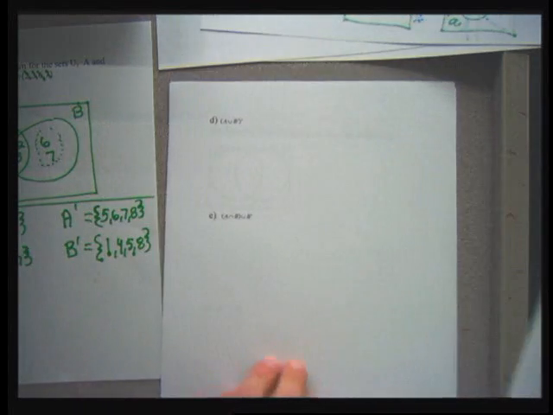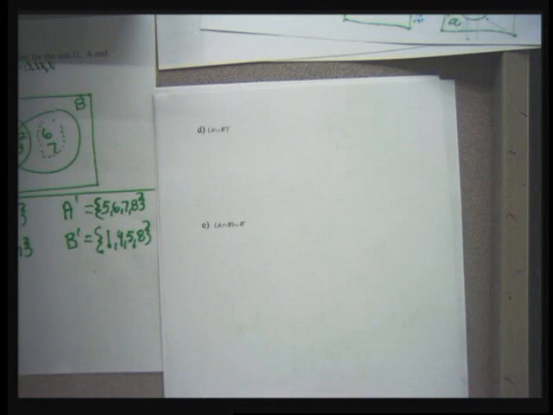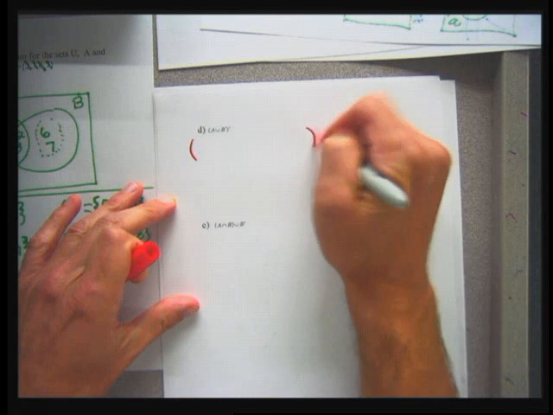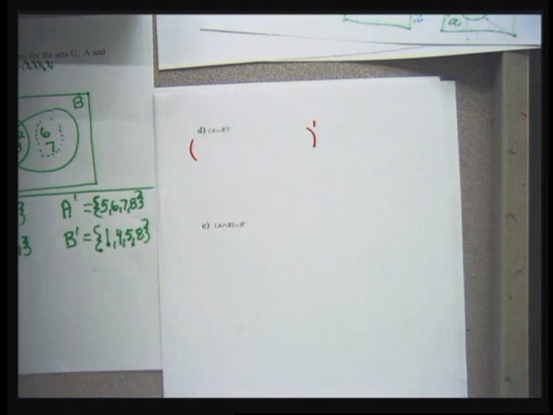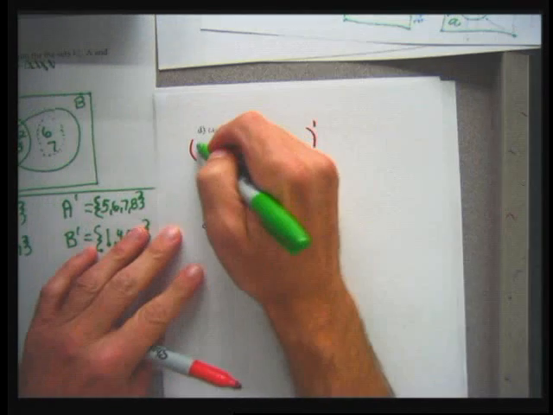D wants (A union B) prime. Parentheses are a little bit tougher. I need to do the parentheses first, and then the prime outside the parentheses. So in part D, maybe I won't even do this one with the picture, because I think with the picture it's just too hard. So inside the parentheses, I want A union B prime.